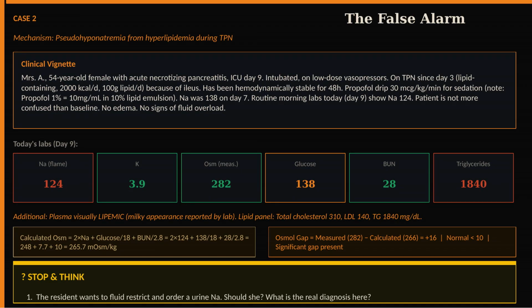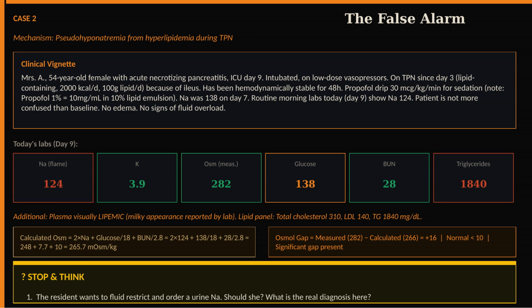Case 2. Miss A, 54, severe necrotizing pancreatitis, ICU day 9. She's intubated, on low-dose pressors, and critically, she's been on lipid-rich TPN since day 3 because of an ileus, plus a propofol drip, which remember is delivered in a 10% lipid emulsion.